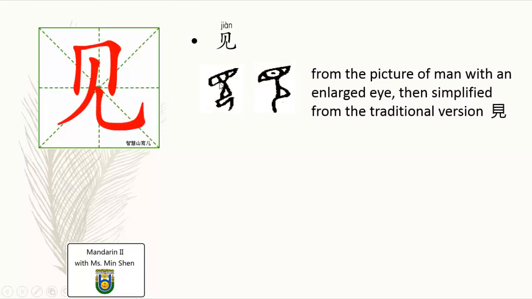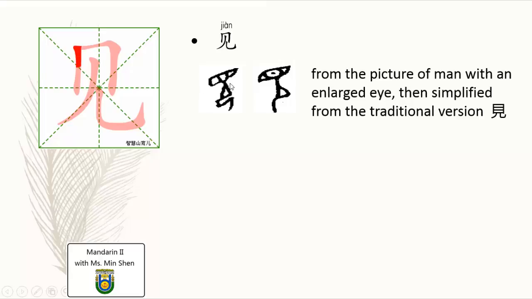See. Originally, it's a picture of a man, so this part is the arm and body. Looks like kneeling down, but actually in ancient times it's about sitting down. And the head part is no longer a head, it's an enlarged eye. You can see this is the eye shape and the pupil. The later form still has the arm and the body and the leg, and this is an enlarged eye, a very big eye. So that means see.